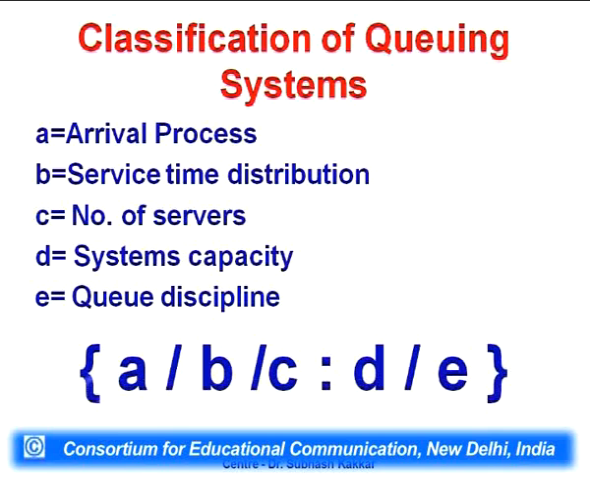Systems capacity. Here we specify the system's capacity, whether finite or infinite. We write F for finite and the sign of infinity for infinite. And then Q discipline, as we already discussed: first come first serve, FCFS, last come first serve, LCFS, and third is service in random order. We write SIRO, FCFS like this in the E position. So, this describes the queuing system.